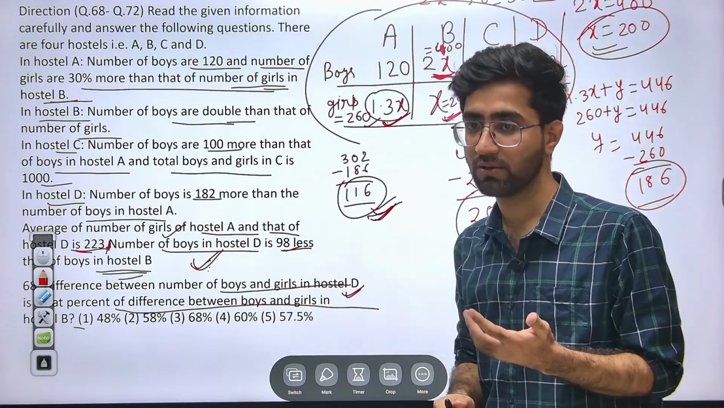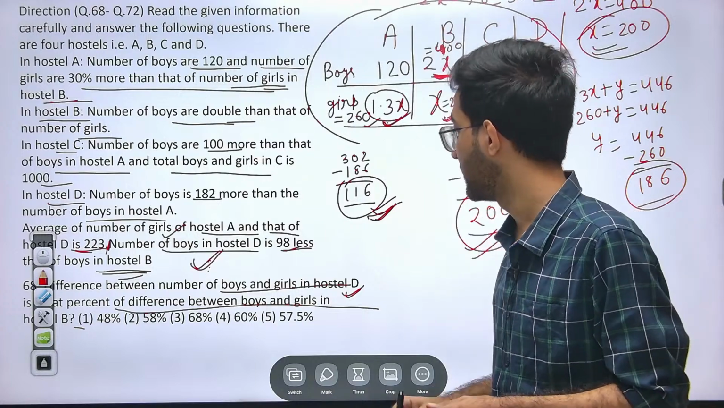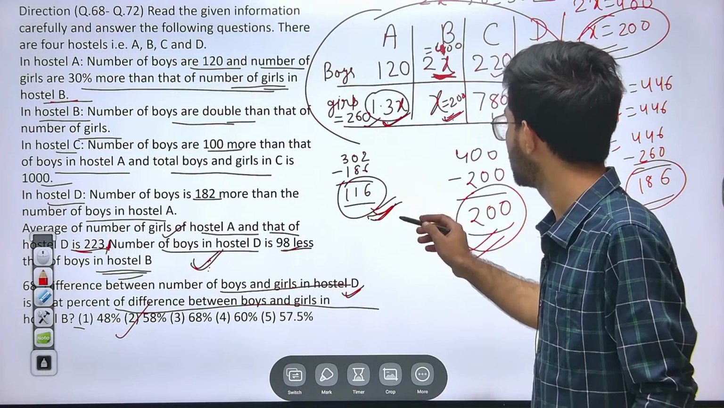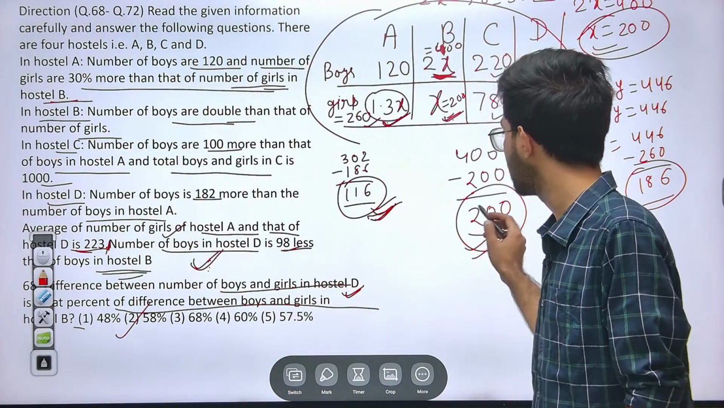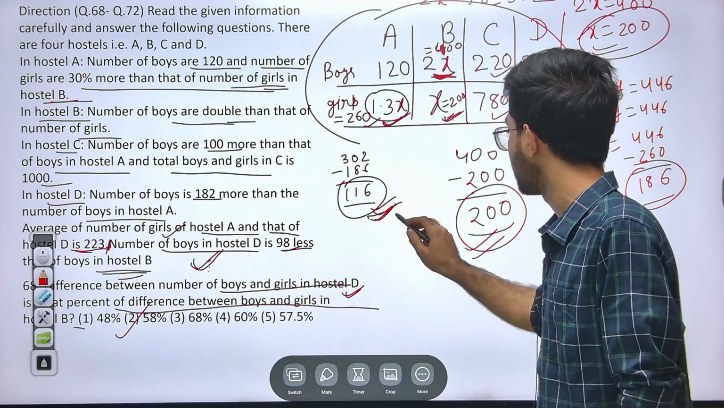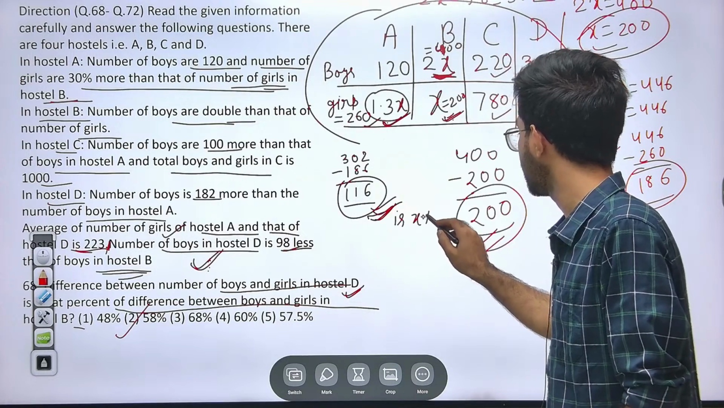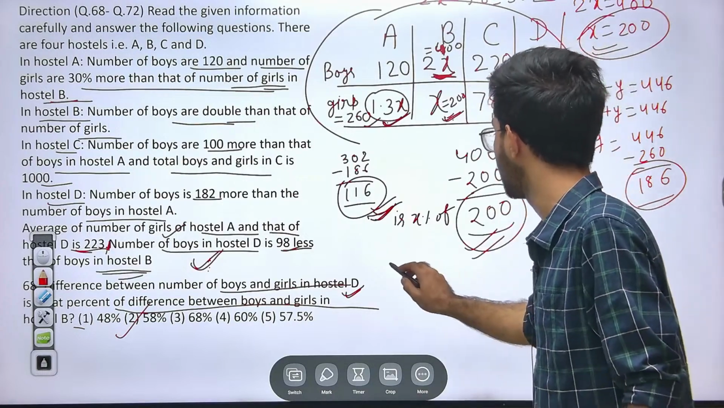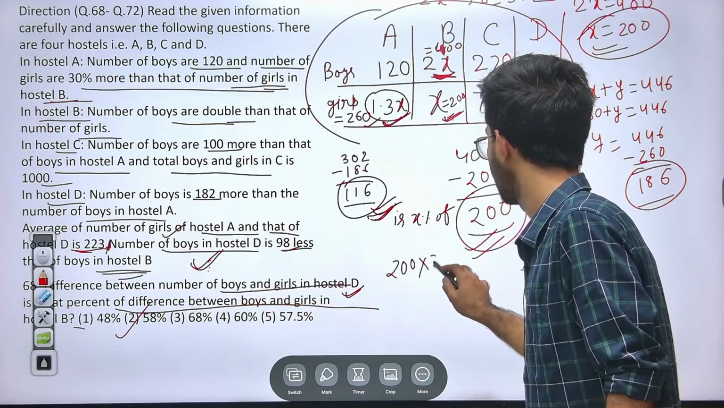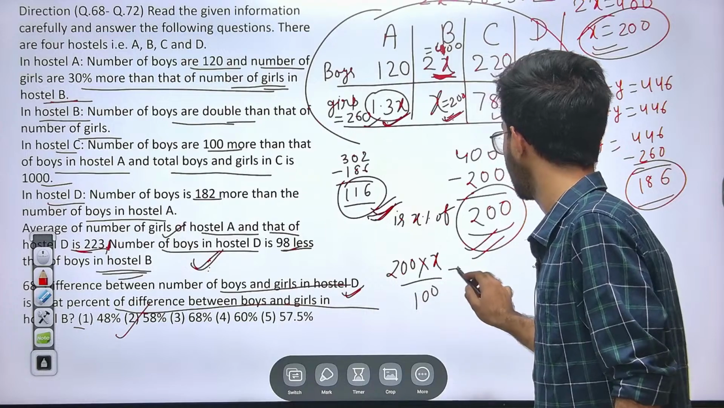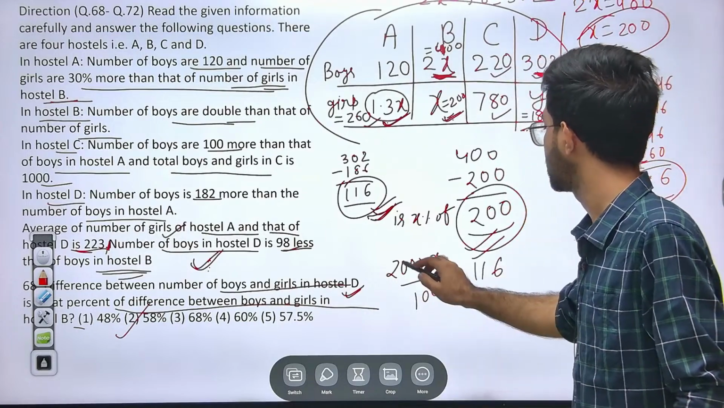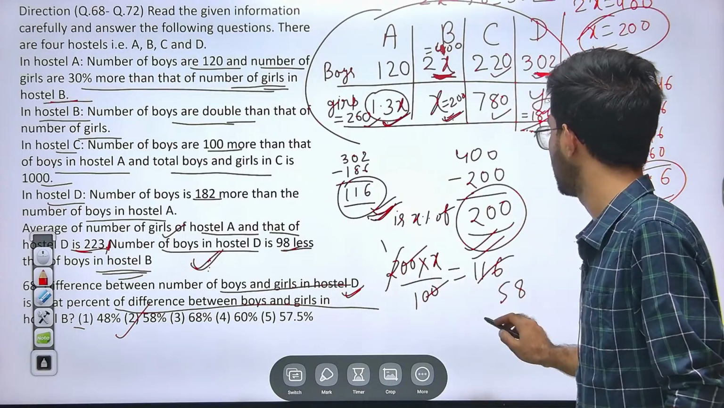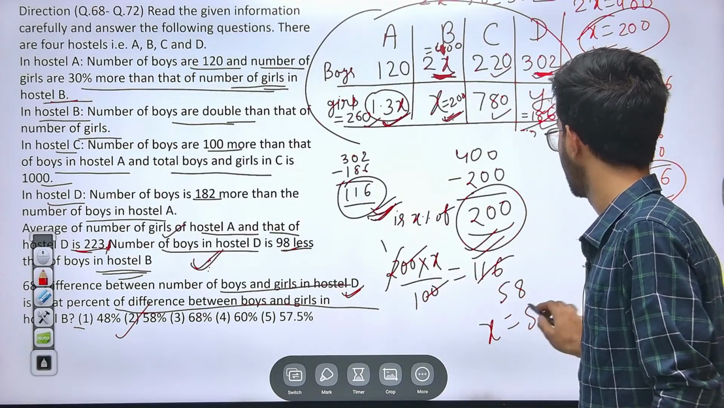If you are good at calculation, you will be able to answer immediately that the correct answer is 58%, right? Or suppose you are not good at calculation, you will have to assume that 116 is x percentage of 200. So simple, 200 into x divided by 100 is equal to 116. Two zeros will cancel each other, then 2 into 5, 2 into 8, so x equal to 58%.